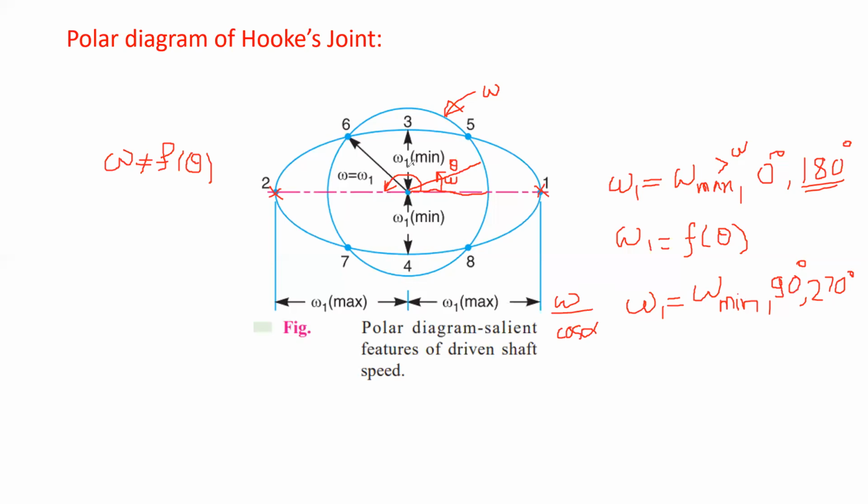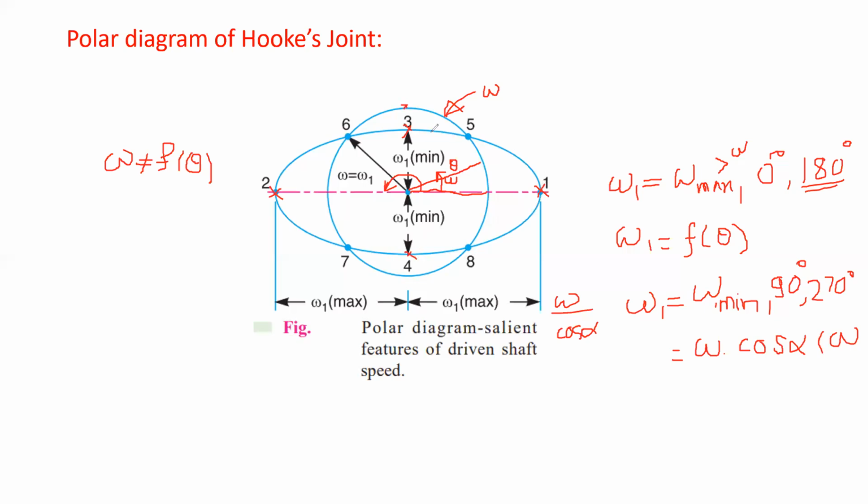And what is the value of this omega 1 minimum? We have seen the formula for it: it is equal to omega into cos alpha. So you mark the third point, omega cos alpha. Definitely this minimum value of omega 1 is less than omega. So since the value of omega is on the circle, you have to take the third point below it. And the fourth point, again it is minimum at 270 degrees. So here is your fourth point.